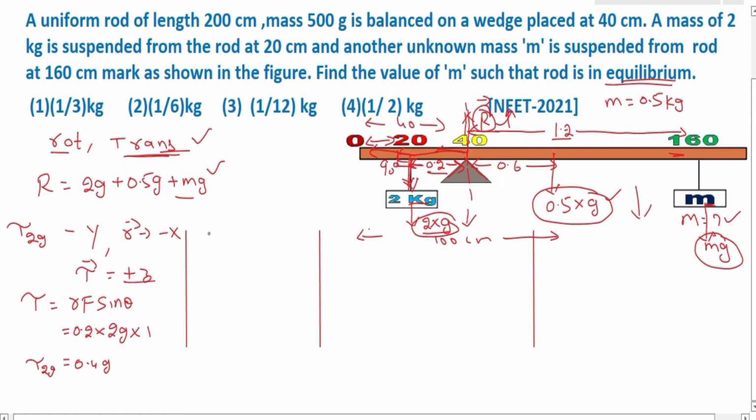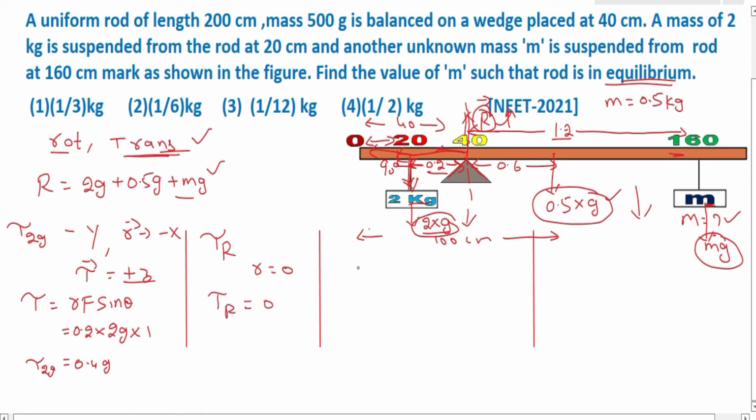Next, let us try to calculate the torque due to the normal reaction R. Since R bar, that is this reaction force, is acting along the axis, the value of small r will be equal to 0. Then torque tau r will be equal to 0.